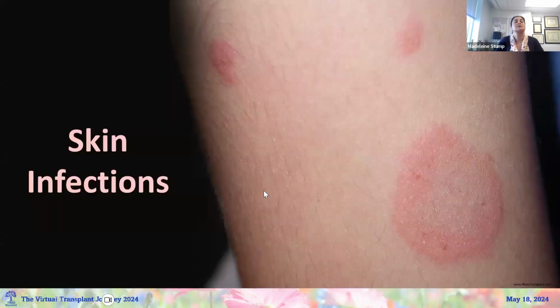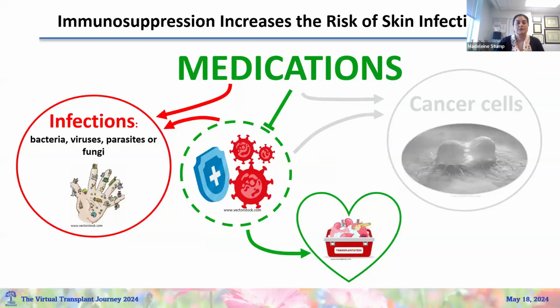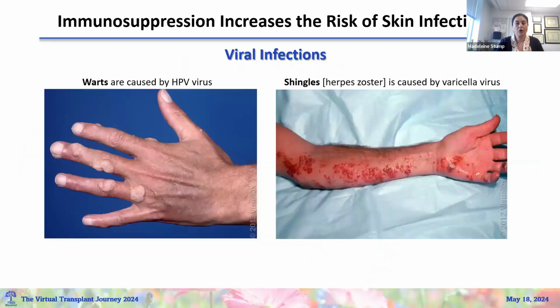Next, we'll talk about some skin infections. This slide will become familiar to us. When we suppress the immune system, we are at increased risk for infections. We talked about how anything such as bacteria, viruses, parasites, or fungi is now likely to cause a problem. So what are some of the most common skin infections that we see in patients who have undergone transplantation? Well, we'll talk about infections caused by viruses, and we'll talk about infections caused by fungi.